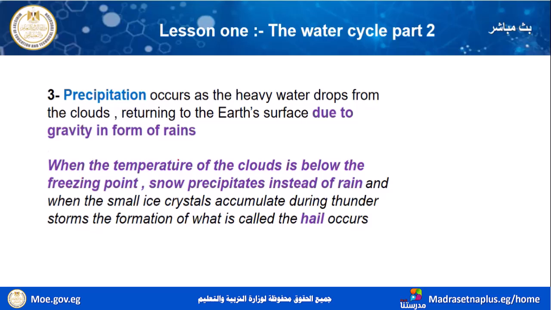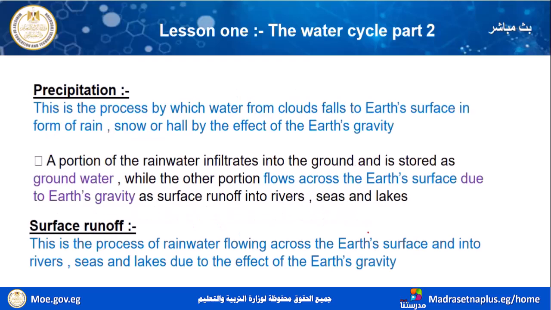So when the temperature of the clouds is below the freezing point, snow precipitates instead of rain, and when small ice crystals accumulate during thunderstorms, the formation of what is called hail occurs. Precipitation is the process by which water from the clouds falls to the Earth's surface in the form of rain, snow, or hail by the effect of the Earth's gravity.